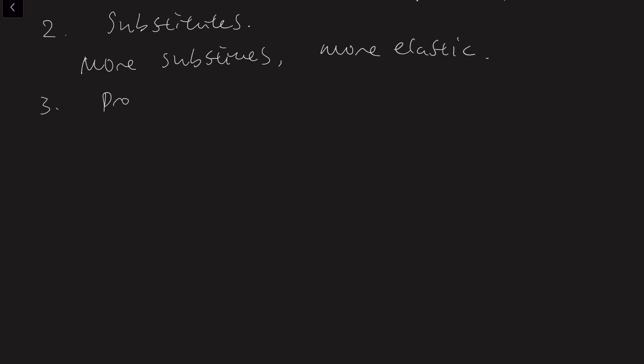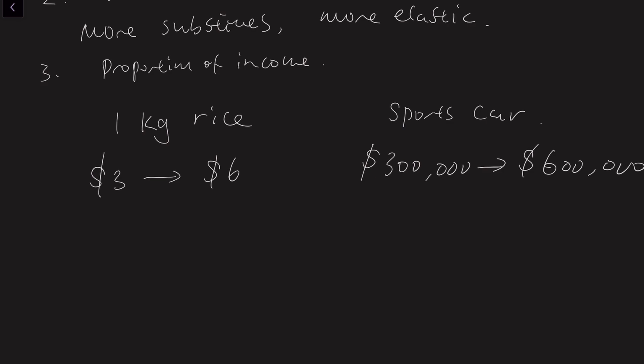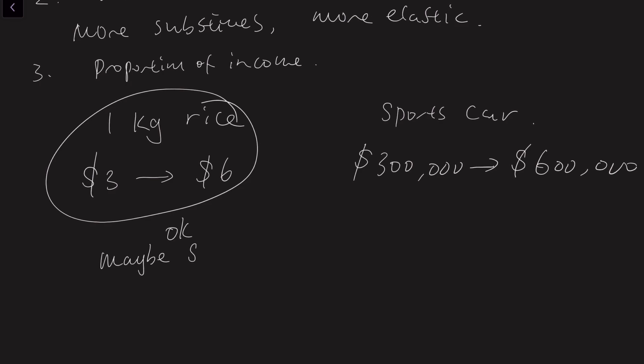The third one is proportion of income. So maybe we have a kilo of rice and a sports car. Use this example to illustrate. The price of 1 kilogram of rice rises from $3 to $6. Sports car from $300,000 to $600,000. For this one, I don't really mind. It's okay. Maybe a small decrease in demand.